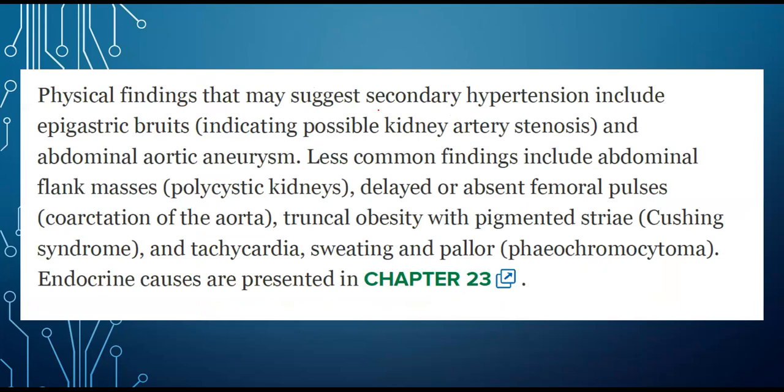So you can see here that physical findings that may suggest secondary hypertension include epigastric bruit. The epigastric or renal bruit suggests renal artery stenosis. Then if you get an abdominal or flank mass, it suggests polycystic kidney; radiofemoral delay, coarctation of aorta; truncal obesity with pigmented striae, Cushing syndrome. So a Cushing syndrome patient will have obesity, especially truncal obesity, moon face, then easy bruising in the body, hyperglycemia, hypertension, and they can get some pigmentation in their abdomen. So then you think about Cushing syndrome.